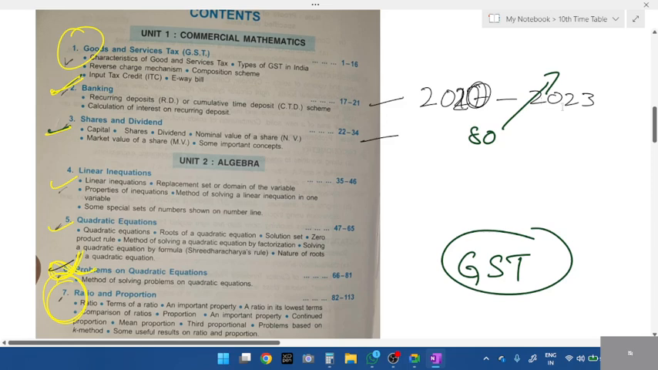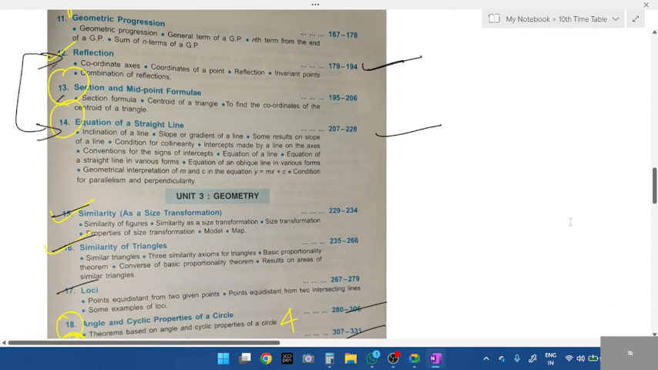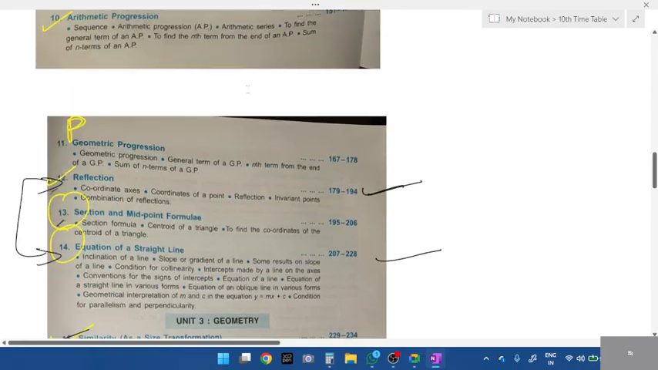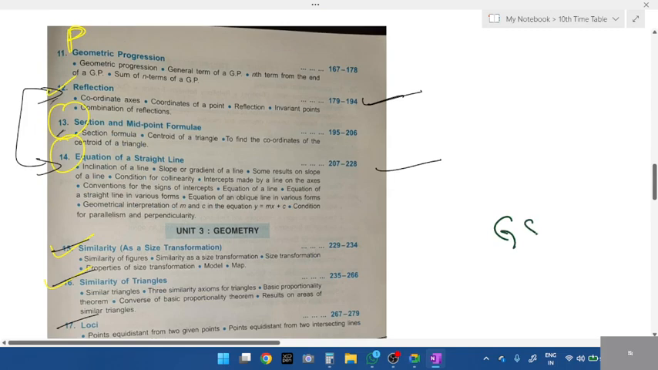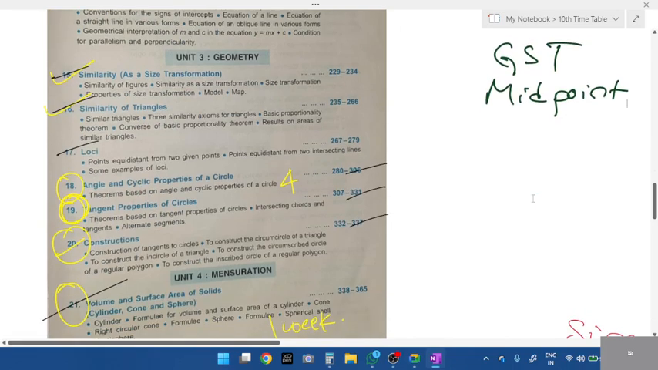Okay, now just 10 minutes, students. Stay online, 5 or 10 minutes. Tomorrow, no class. I'll just explain this. GST is left for revision. Section and midpoint revision. So I need for GST 1 class, midpoint theorem 1 class, and your angle and cyclic property. Total 3 classes. Then we'll do construction.